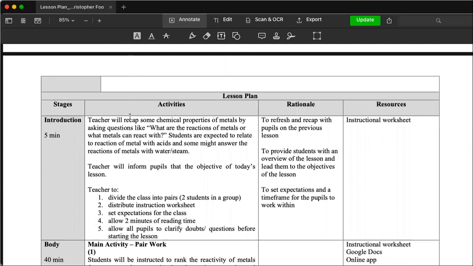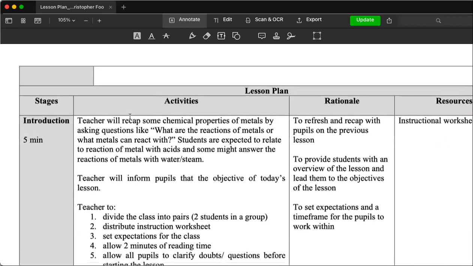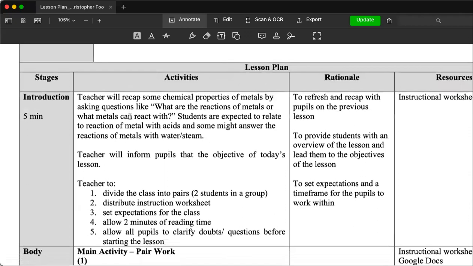For the introduction, the teacher will take this time to recap some chemical properties of metals by asking questions like, what are the reactions of metals you are familiar with? And what can metals react with? Students are expected to relate to the reaction of metals with acid. Some might answer reactions of metals with water or steam if they have read ahead. Then the teacher will proceed to inform the students of the objective of today's lesson.